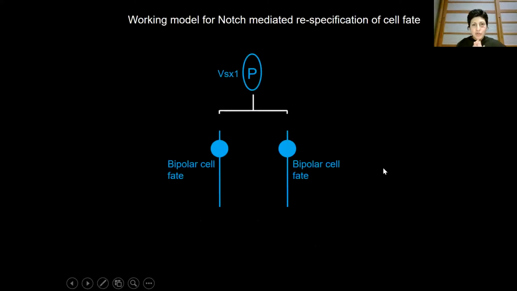Okay, so the story essentially that we began, or the model we began to develop, is that this re-specification of cell fate was happening post-mitotically, that VSX1 progenitors do produce 2 VSX1 expressing bipolar cells, but in about 40-something% of the cases, one of the bipolar cells starts expressing higher Notch signaling. We don't quite know why.